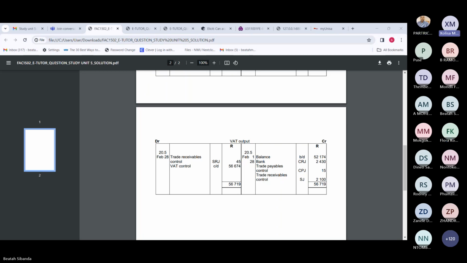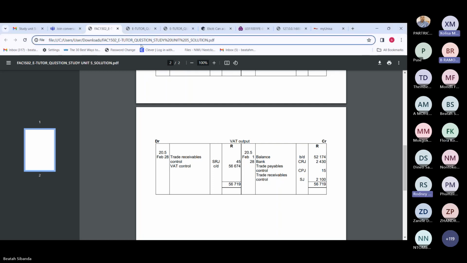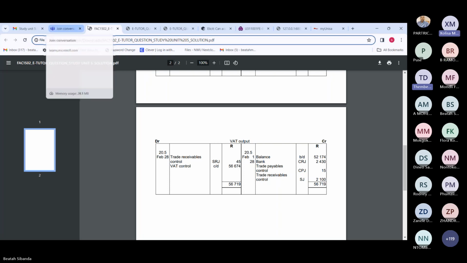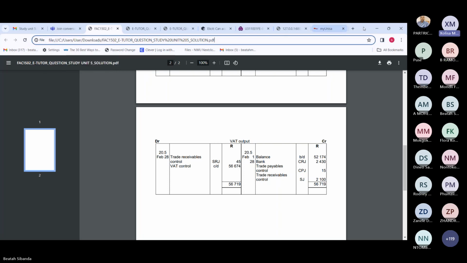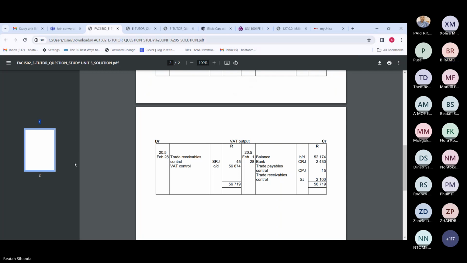No, it's not. It's not the settlement discount that we gave, guys. We didn't give the discount. What happened? We received the discount. Discount that we received. Correct. Settlement discount received from which journal? Cash payments journal. Okay. That's the 15, right? Then the 2,100, what is that? It's the VAT output from the sales journal.